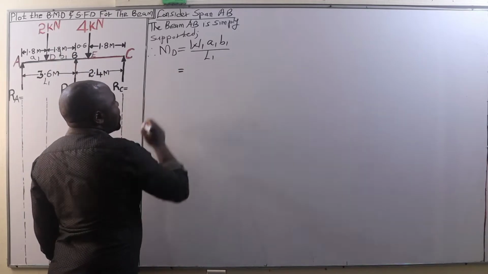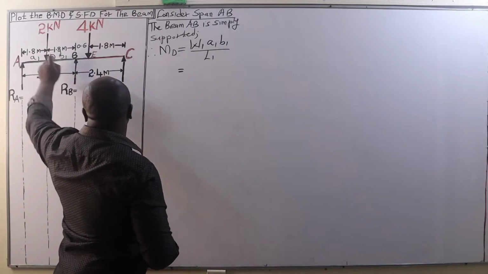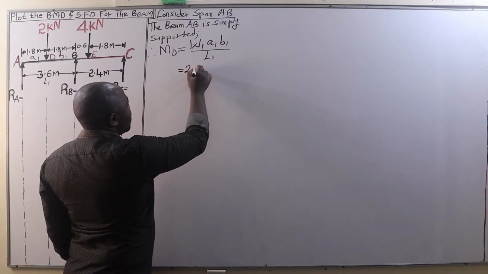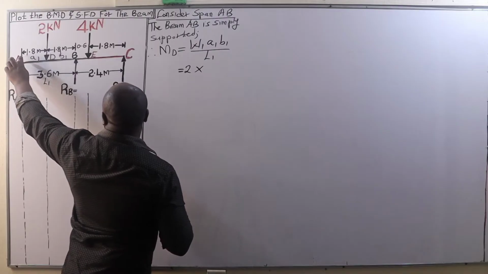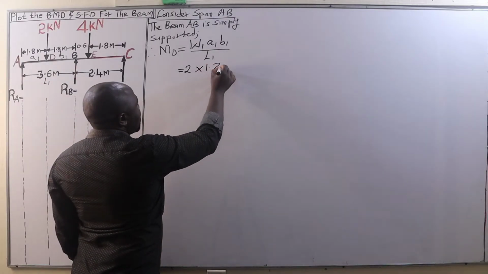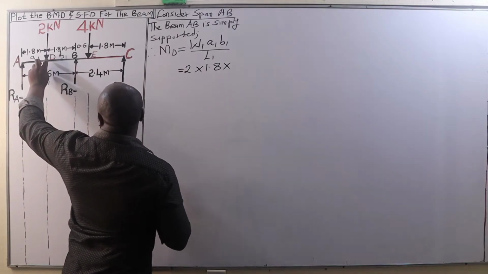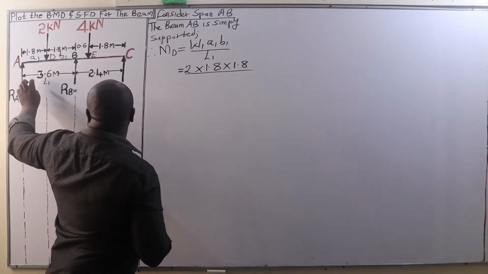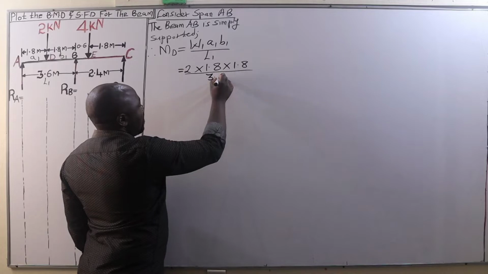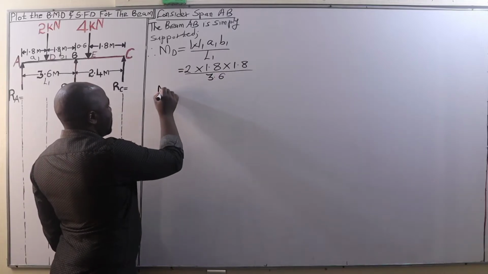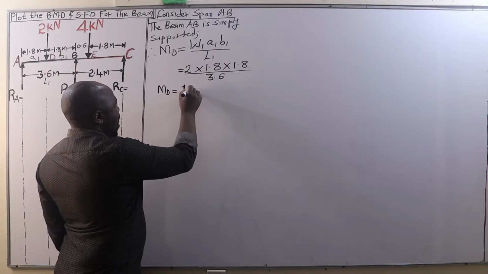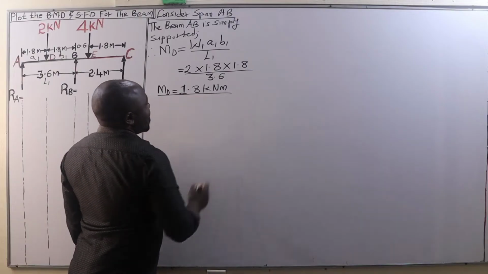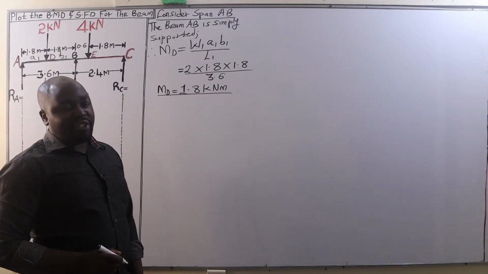Therefore, we are going to have this. W1 is 2 kilonewtons, that is the point load at D. So this is going to be 2 kilonewtons multiplied by A1, that is the distance from A to D, 1.8 meters, multiplied by B1, the span between D and B, 1.8 meters, and then we divide by L1, that is 3.6 meters. This is going to give us a bending moment of 1.8 kilonewton meters. Therefore, the bending moment at D is 1.8 kilonewton meters.